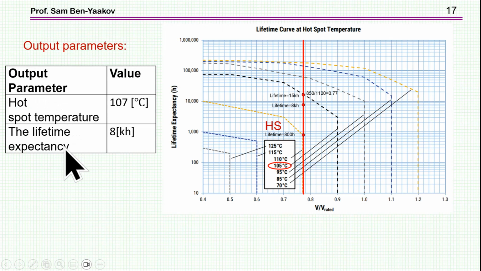So now we got the number, and this is 107 degrees. So we are just a little bit above 105. If it would have been 105 and we are working at 0.77, it would have been this number, but we are not at 105, we are at 107, so we have sort of extrapolated here, and we got 8,000 hours. So for this particular case, the model prediction is 8,000 hours based on this model.